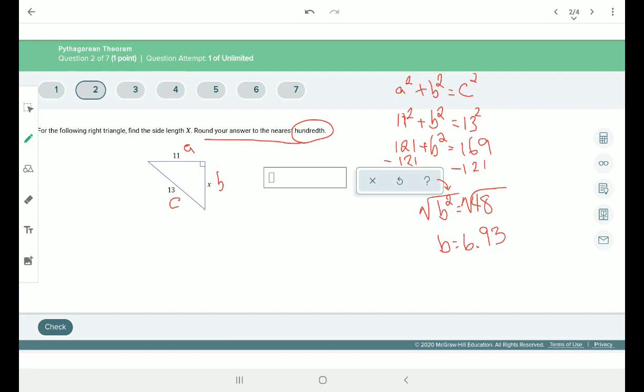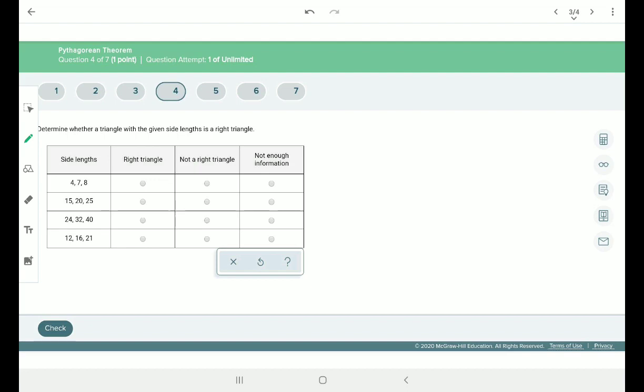Okay, so that would be my answer for number 2. And that'll help you out with number 3 as well. Okay, number 3 will be very similar to that. So if I go to the next one, okay, so on number 4 and 5, you're having to figure out if they are right triangles.